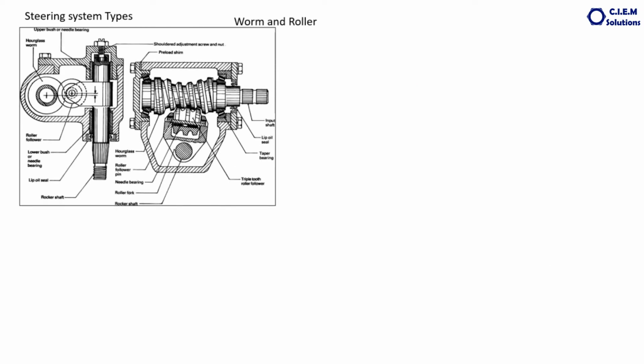The third type of steering system is called the worm and roller. There it is a sector, here it is a roller. You can see the worm looks like this with a slightly tapered design, and this worm is rotating. This roller rotates. The roller is supported over a bearing or bush here, and it is moving like this over a pin. When it is moving, automatically the shaft also moves.